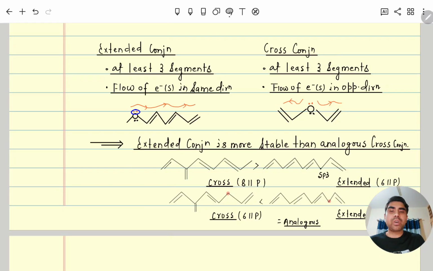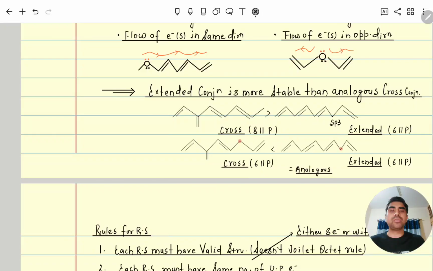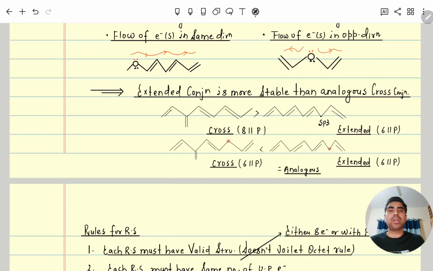Like here you can see one lone pair is a delocalized lone pair. So the electrons move from high to low like this. Whereas here, it is high to low this side, or high to low this side. So this is cross conjugation, whereas this one is extended conjugation. Clear? One very important remarkable point: extended conjugation is more stable than its analogous cross conjugation.